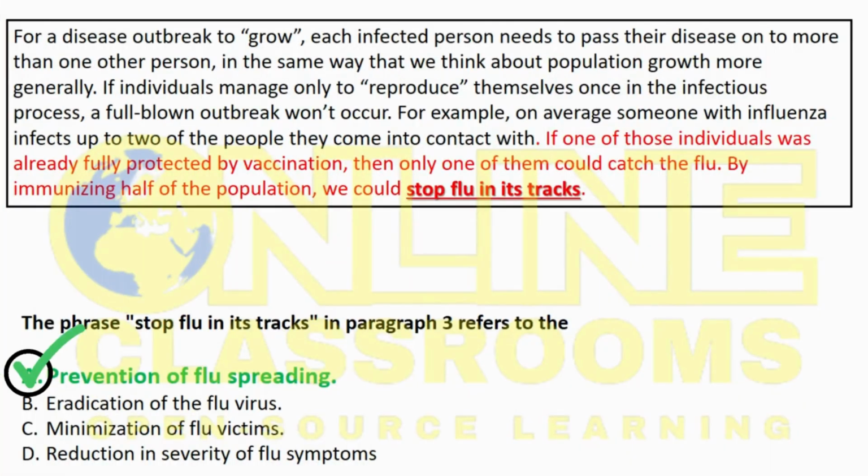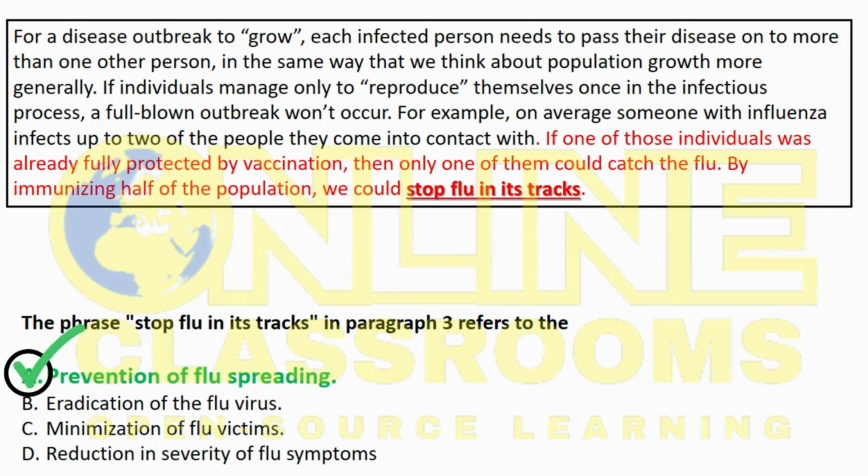The correct option is A, prevention of flu spreading. The phrase "stop flu in its tracks" refers to the prevention of the flu virus from spreading further. The sentence in the paragraph that supports this is, "By immunizing half of the population, we could stop flu in its tracks." Option B is incorrect because the paragraph talks about stopping the spread of the flu, not eradicating the flu virus altogether.